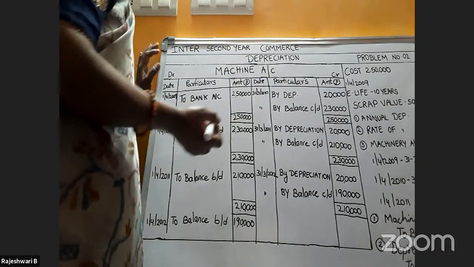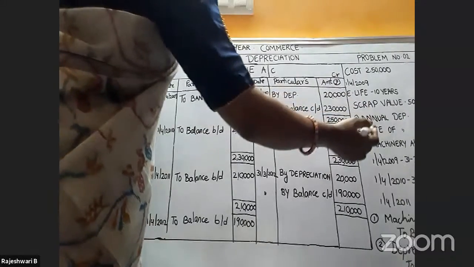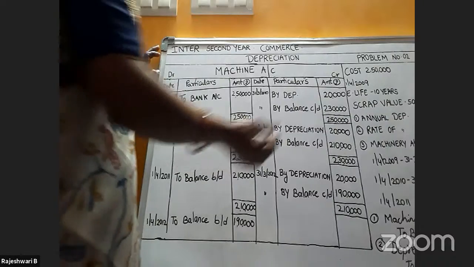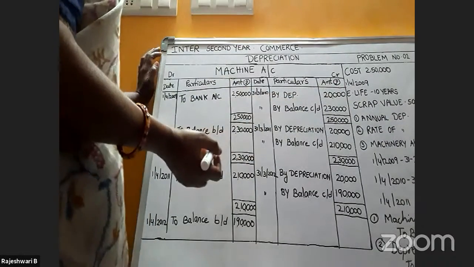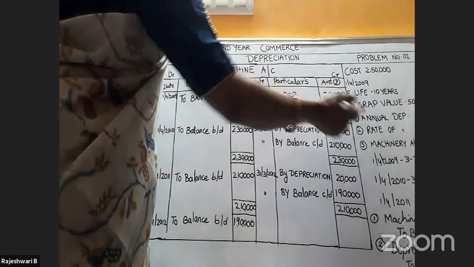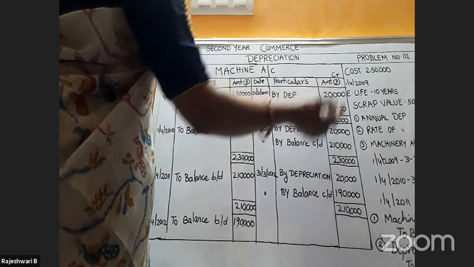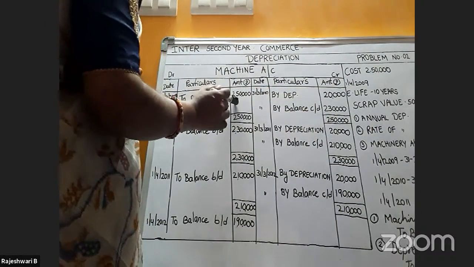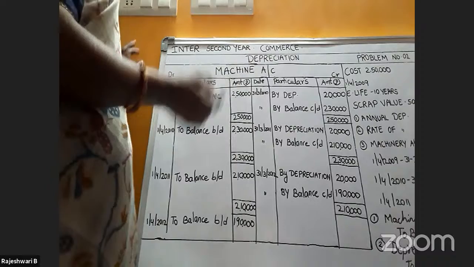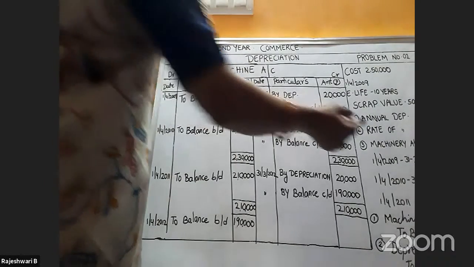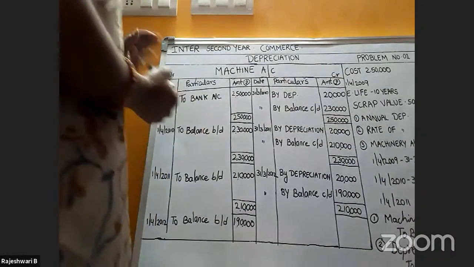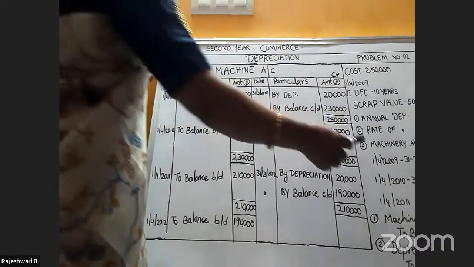Next, they ask you to find out the rate of depreciation. The formula is annual depreciation divided by cost into 100. Annual depreciation is 20,000, divided by cost, 2,50,000, into 100. We will get 8% as the rate of depreciation. Next, the third one is the machine account.